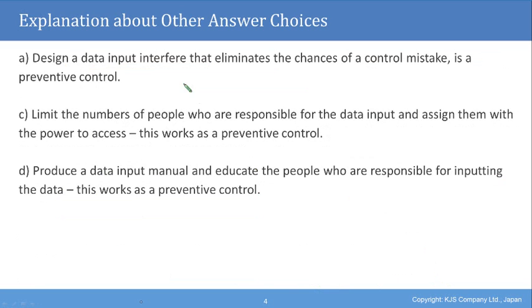Now we'll look at the other choices that we had. Option A was about designing a data input. Now this is a preventive control because we are designing something that eliminates the chances of a control mistake. Limiting the number of people who are responsible for the data input and assigning them with the power to access, this also works as a preventive control. And option D was producing a data input manual and educating the people who are responsible for inputting the data. Again, this is a preventive control.